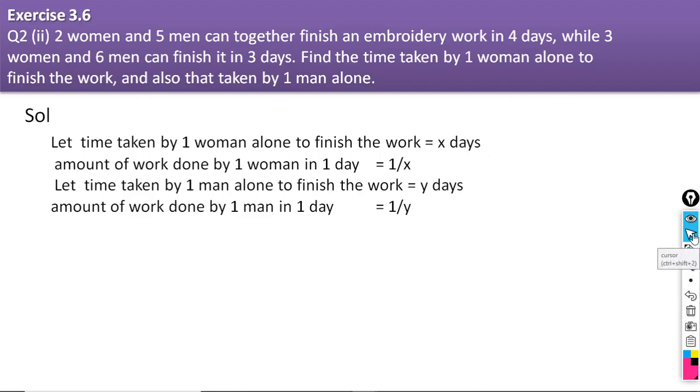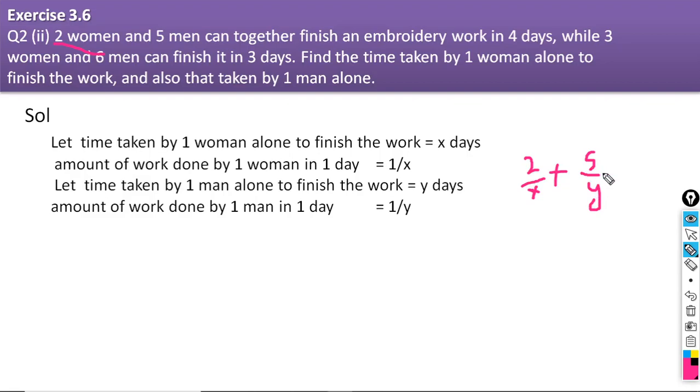The next step, if you understand the situation carefully, 1 woman can complete the work in a day, it is 1 by x. 2 women can complete the work in 2 by x. This much of the portion they will complete in 1 day. And addition, they are the 5 men. 1 man can finish the work in 1 day is 1 by y. 5 men can do it in 5 upon y days.